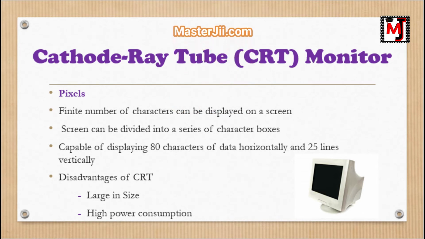A screen can be divided into a series of character boxes, which are fixed locations on the screen where a standard character can be placed. Most screens are capable of displaying 80 characters of data horizontally and 25 lines vertically. There are some disadvantages of CRT: large in size and high power consumption.